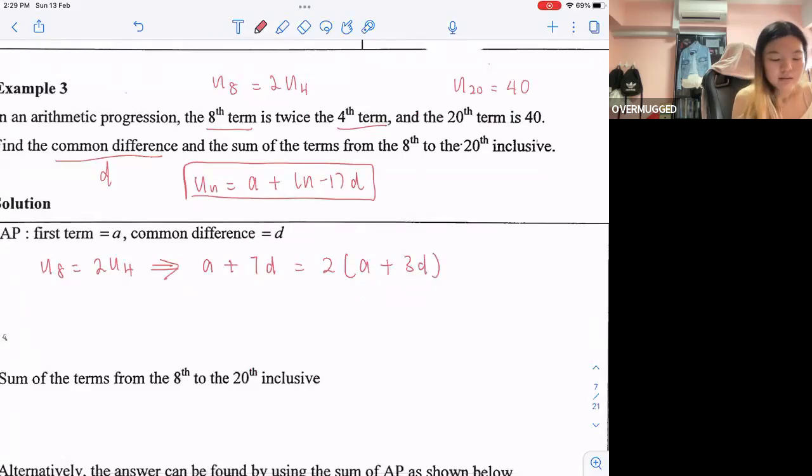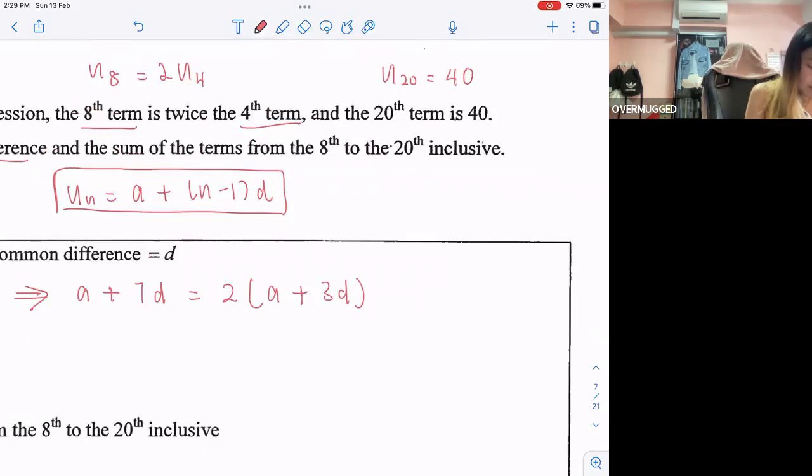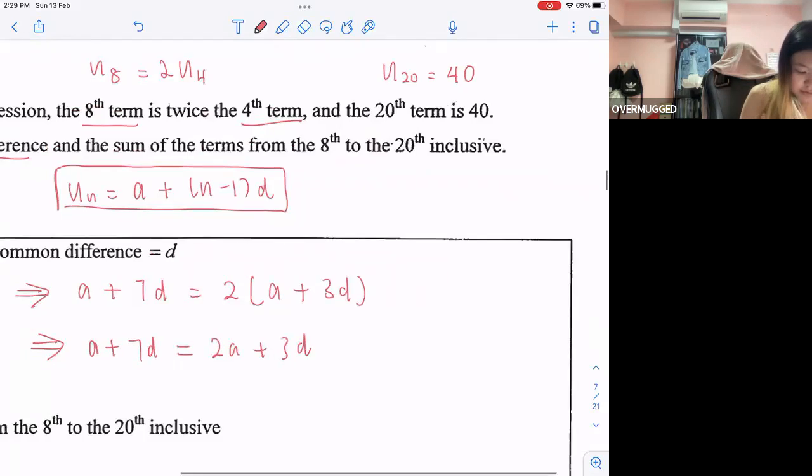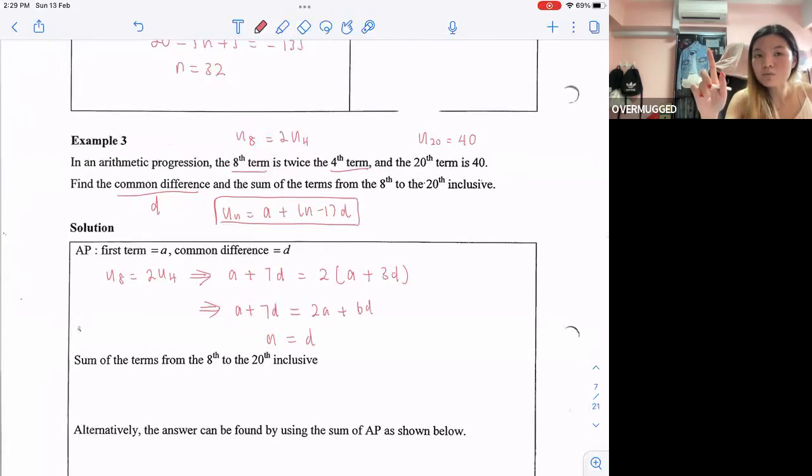So this is my first clue, and I'm going to expand this. A plus 7D is 2A plus 3D. Oh, sorry, careless mistake. This should be 6D. In other words, you should get that your A is equal to D. So this is what you get from the first clue.